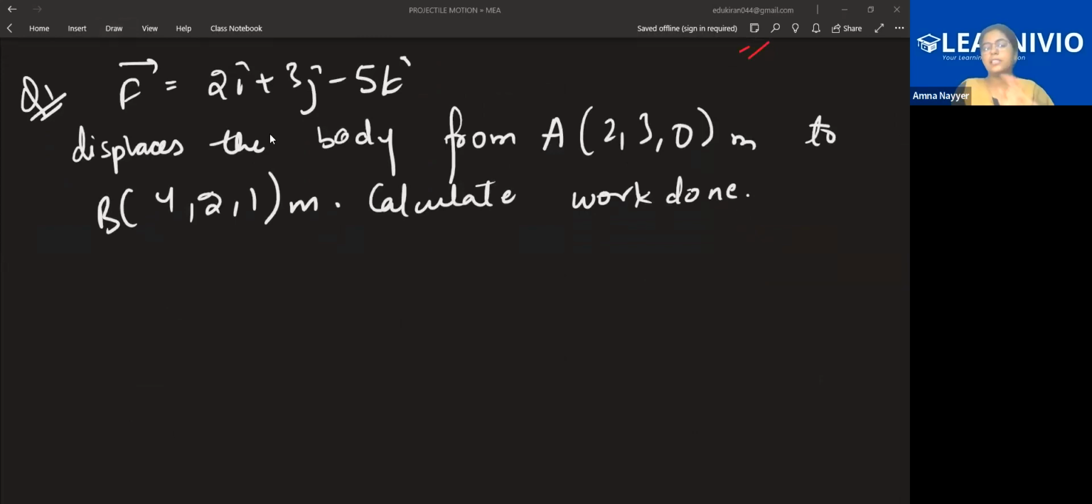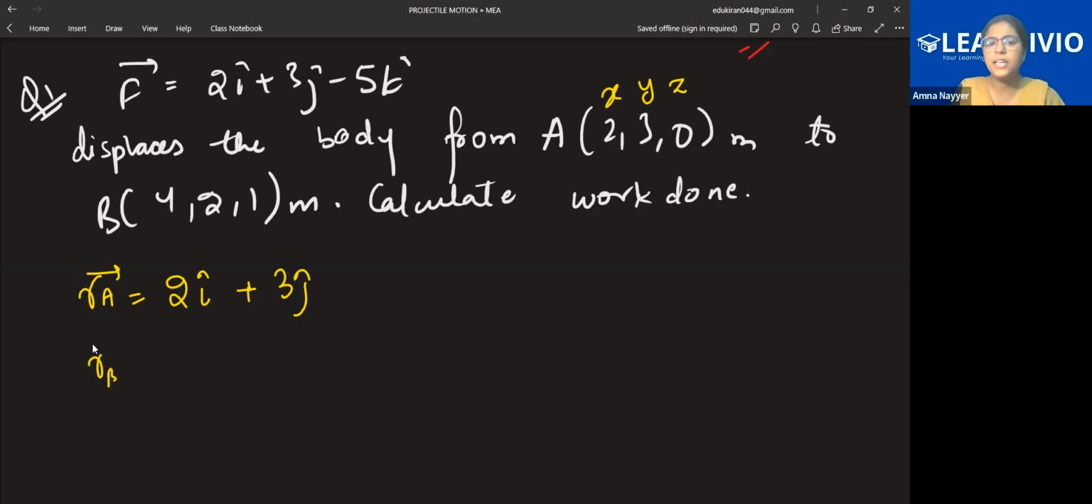Now, look, class, this question says this force is given and it displaces the body from point A to point B. Whenever you have coordinates given and you require the Cartesian form, convert it by yourself. Like this is X, this is Y, this is Z. So RA becomes 2I cap plus 3J cap plus 0K cap, which means nothing. And what about RB? This becomes 4I cap plus 2J cap plus K cap.